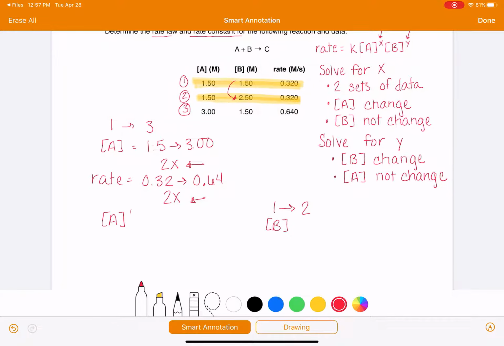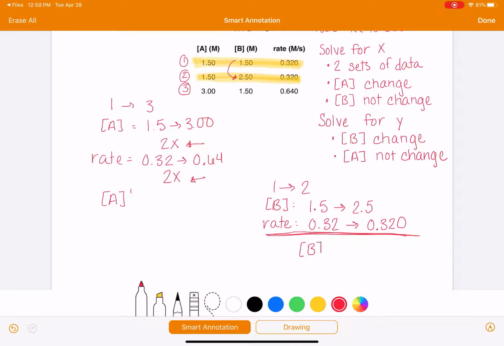The concentration of B goes from 1.5 to 2.5, and that's not an easy number. It's not like it's doubled or quadrupled or tripled. We're going to have to think about that. What about our rate? Our rate is 0.32 and it goes to 0.32. Oh, so the rate doesn't change at all. When the rate does not change, that means B has no effect. The concentration of B has no effect on the rate of the reaction, and that no effect is the 0th order.